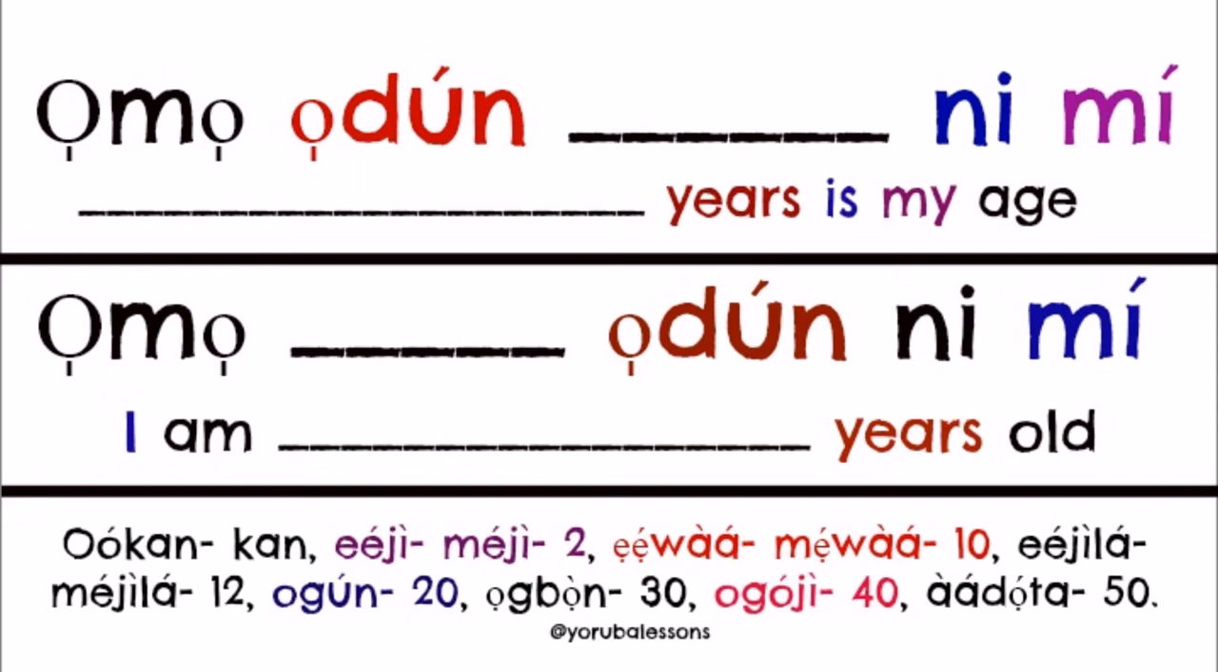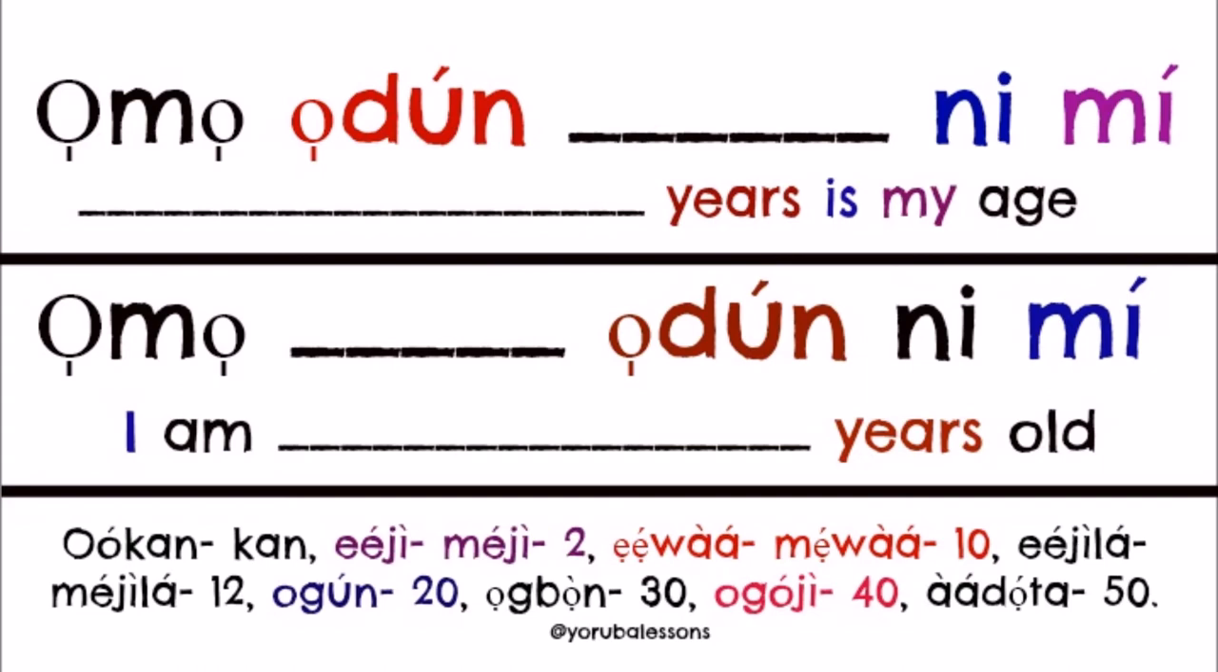If you would say omodu kan nimi. To say I'm 2 years old, it would be omodu meji nimi. If you want to say I'm 10 years old, omodu mewa nimi. I'm 12 years old, omodu mejila nimi.